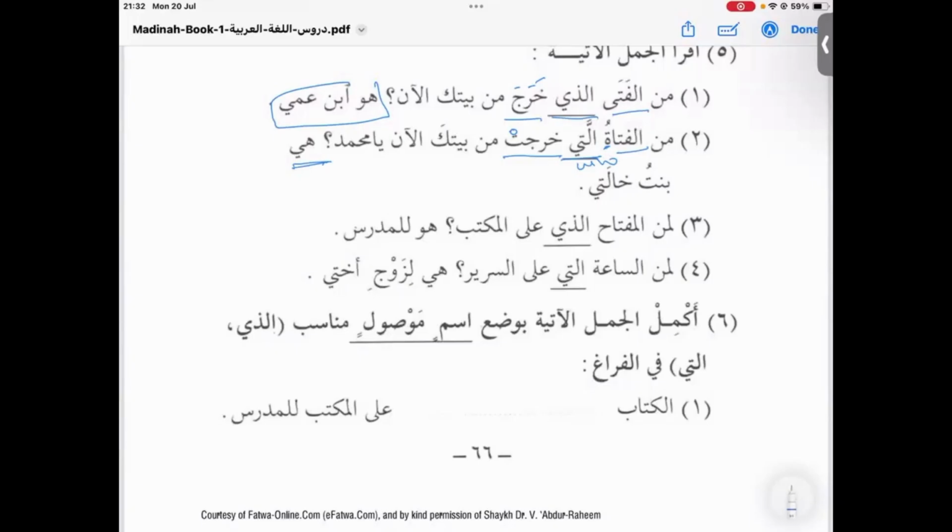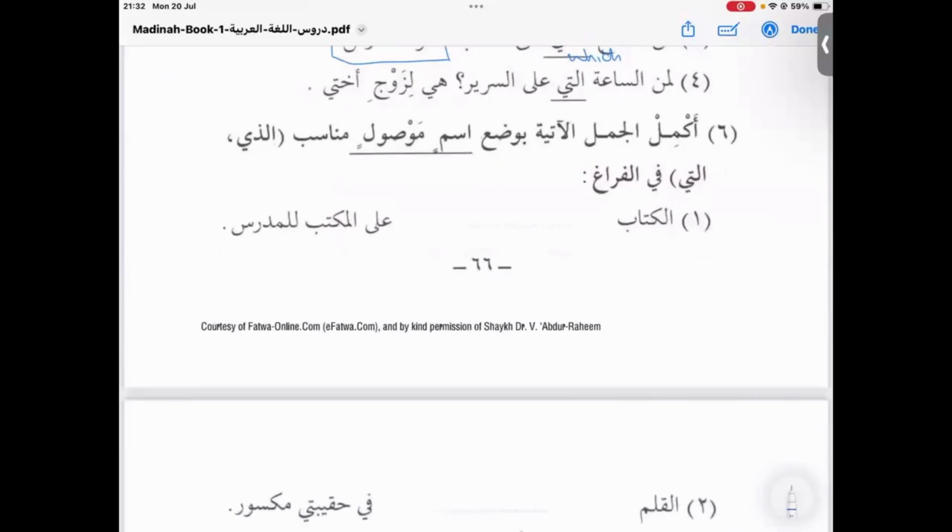Bintu khalati. That's mudaf mudaf ilayhi. Liman al-miftah. Liman means for whom. For whom is the key? Who does the key belong to? Which key? Alladhi. Now you can't say who because you're speaking about a non-human, so you have to say which. For whom is the key which is al-maktab, on the desk? The answer is huwa lil mudarrisi. It is for the teacher. It belongs to the teacher.